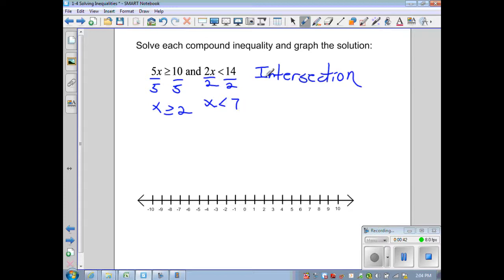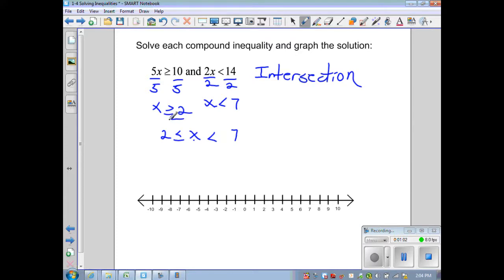And since this is an intersection, we know that they're shared, so I can put x in between and then write 2 and 7. Of course, we read from the middle x term first. x is greater than or equal to 2, and x is less than 7. Now what we want to do is to graph the solution.